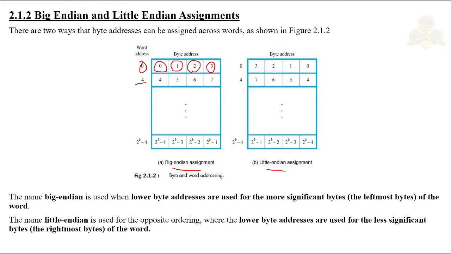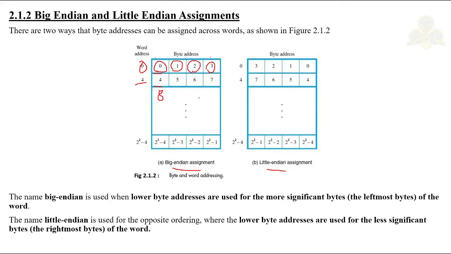Here, the big endian system is used whenever the lower byte addresses are used for most significant bits. So if you consider here the lower byte address, we call it as 0, 4, 8. These are all lower byte addresses, because if you see here 0, 1, 2, 3, which is the lowest one? 0, right? So this lowest byte address is used for the leftmost byte, or the most significant byte. So this is the most significant byte and this is the least significant byte. So big endian says whenever lower byte addresses are used for most significant bits of the word.